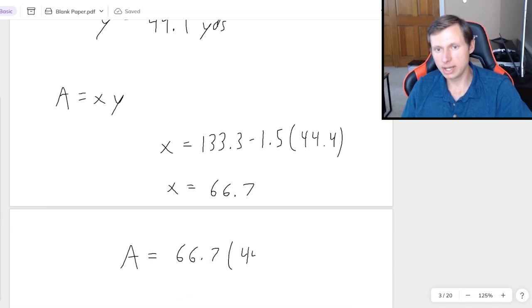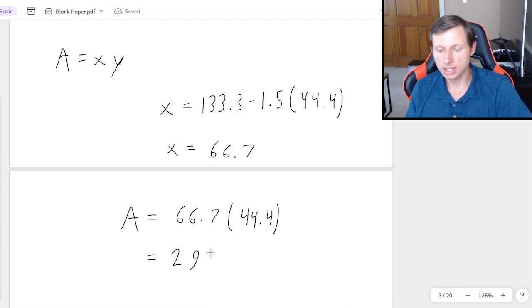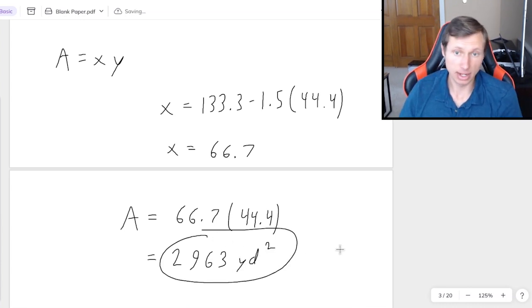And just so you know, when I am plugging this in my calculator, I am storing all of the decimals. I'm just rounding it here on the computer screen because I don't feel like writing a lot of decimals, obviously. And that will get me a final area of 2,963, approximately, yards squared. And that is the maximum area I can have.